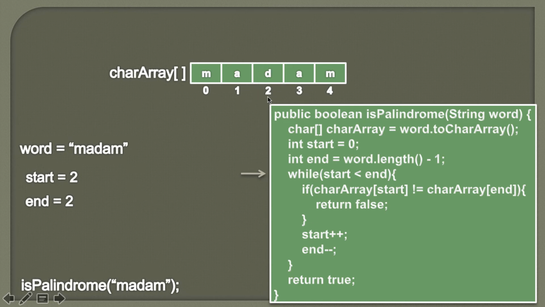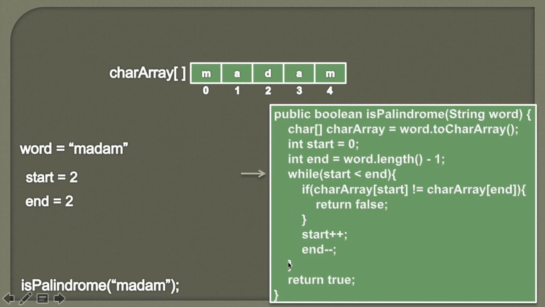And we don't compare this, because even if we compare D with D, we know that those are equal. But as this is the only character left, if we read the string from this point or from this point, this character will be at the same position. So therefore we never check for start equal to end. We simply check that start should be less than end. So here the condition in the while block comes out to be false and the while loop terminates.